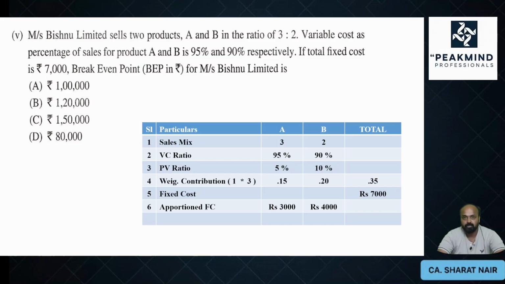Now what do I need to do? I need to apply the break-even point formula. What is that? Fixed cost divided by contribution per unit, or fixed cost divided by PV ratio. So here I need to apply the fixed cost divided by PV ratio formula. This will be 3,000, which is our fixed cost, divided by the respective PV ratio of the products, which is 5% here. So 3,000 divided by 5%, I will have 60,000. And for product B, it will be 4,000 divided by 10%, which is 40,000, aggregating to rupees 1 lakh. So the correct answer is Option A, 1 lakh.